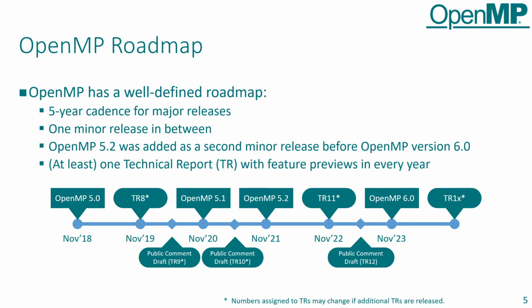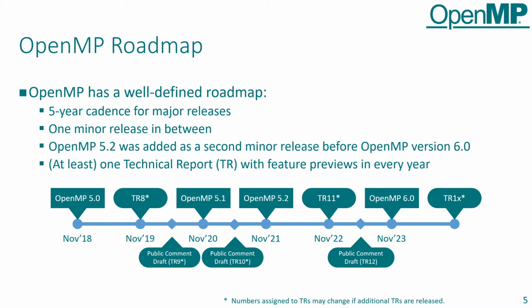Shortly before we launch OpenMP 5.2, we will have another public comment draft, TR10, to show what will be coming in OpenMP 5.2. November 22 will be TR11, kind of as a first preview towards OpenMP 6, and then, as usual, a public comment draft shortly before OpenMP 6 is released. And then, future looking, we will have more technical reports coming to show what the thinking of the OpenMP ARB is.